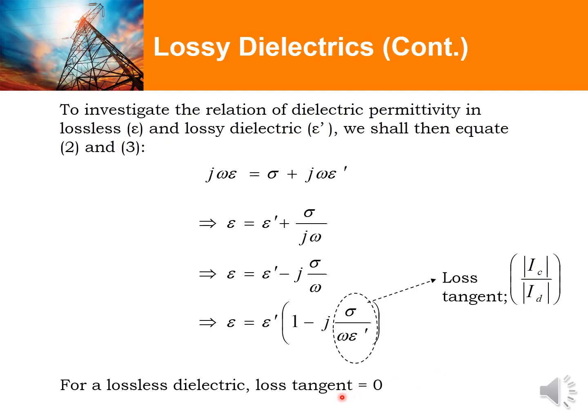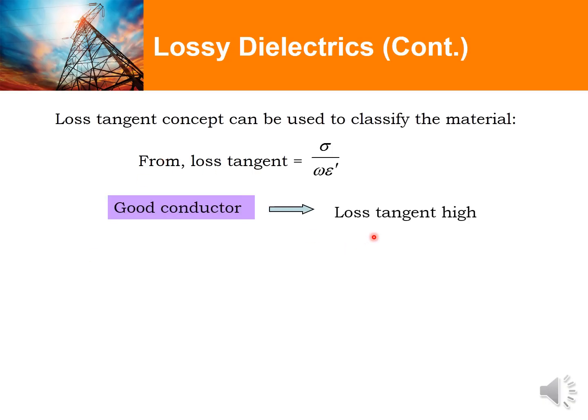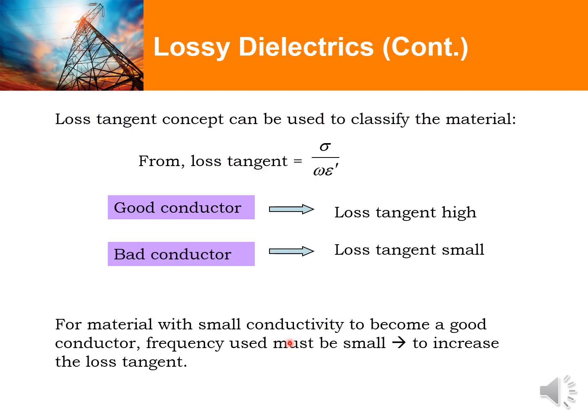For a lossless dielectric material, the loss tangent would be equivalent to 0. The loss tangent concept can be used to classify materials. A good conductor would have a very high loss tangent value. On the other hand, a bad conductor would have a small loss tangent value. A material with small conductivity can be expected to become a good conductor if the frequency used is very small, in order to increase the loss tangent.